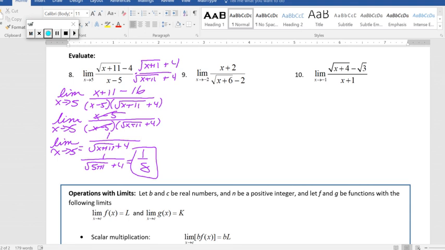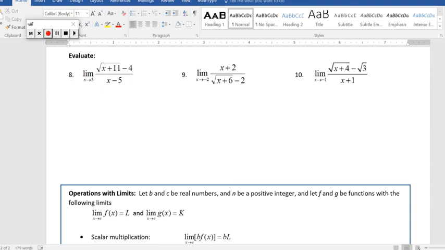Let's just try that again with the next problem over here. If I were to put negative 2 in here, this denominator would go to 0. So I'm going to multiply by the conjugate, which is going to be plus 2, square root of x plus 6 plus 2. So now the limit as x is approaching negative 2 of x plus 2 times the square root of x plus 6 plus 2. On the bottom here, we're going to get x plus 6 minus 4.